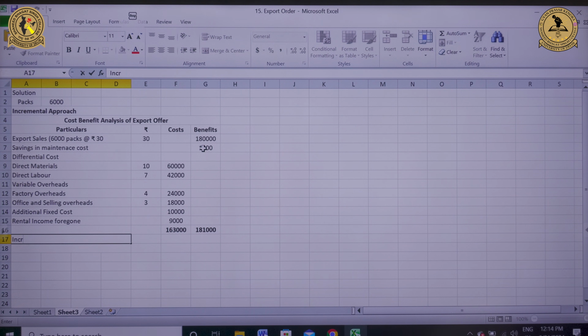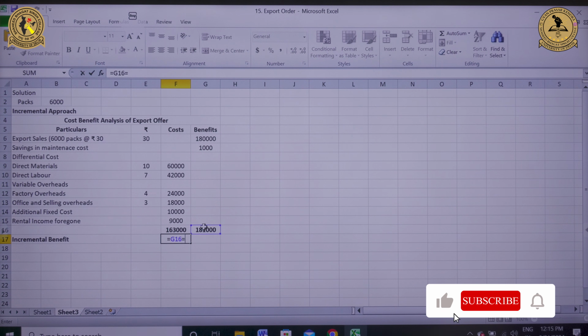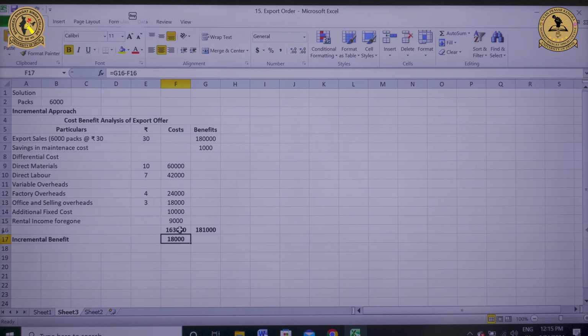So my incremental benefit in this case will be equal to total benefit minus total cost, that is 18,000. So I am getting a positive figure. My benefits are more than the cost, hence it is advisable to accept this offer.